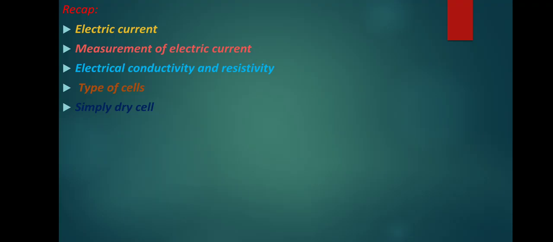Next one, electrical conductivity and resistivity. Electrical conductivity or specific conductance is the measure of a material's ability to conduct an electrical current. It is commonly represented by the Greek letter sigma. Electrical resistivity is a fundamental property of a material that quantifies how strongly that material opposes the flow of electrical current. The SI unit of electrical resistivity is the ohm.